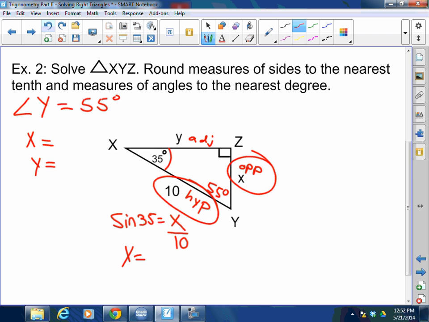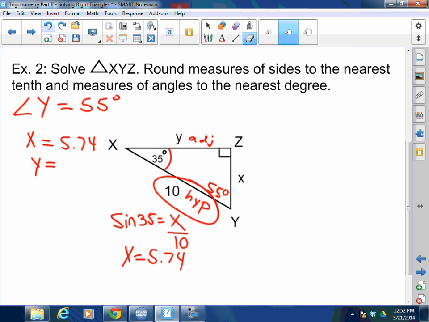Let's round to the nearest hundredths. Excellent, 5.74. Beautiful. Now x is 5.74. We're done with that guy. Now I want to show you something, because there are a lot of beautiful connections here.